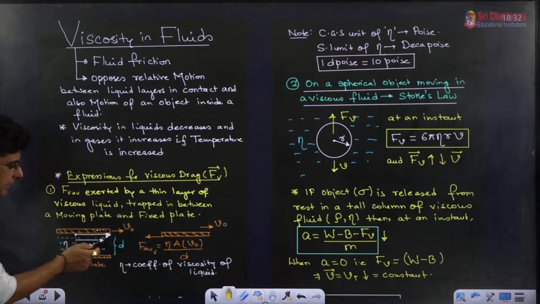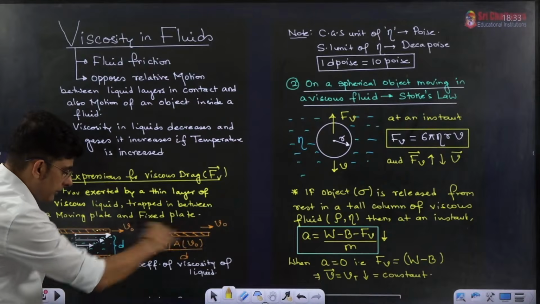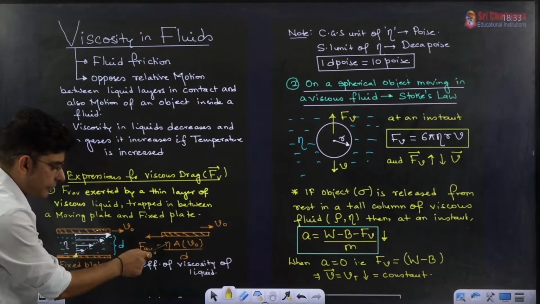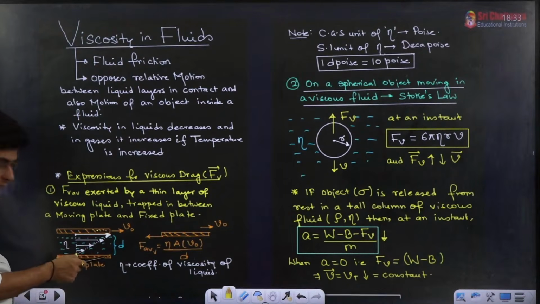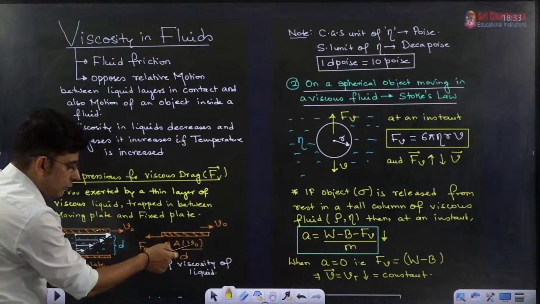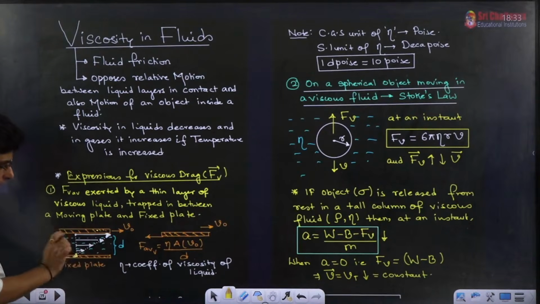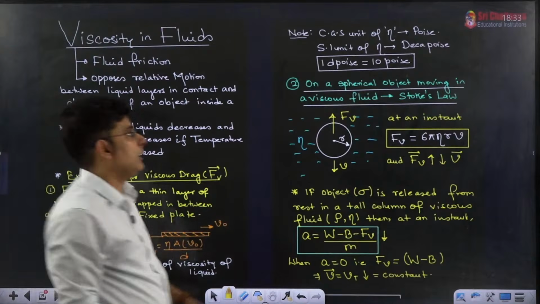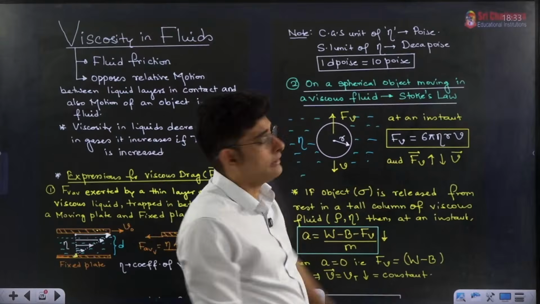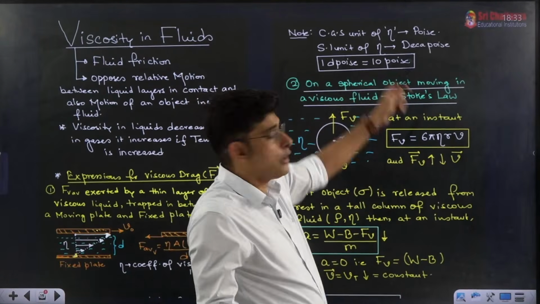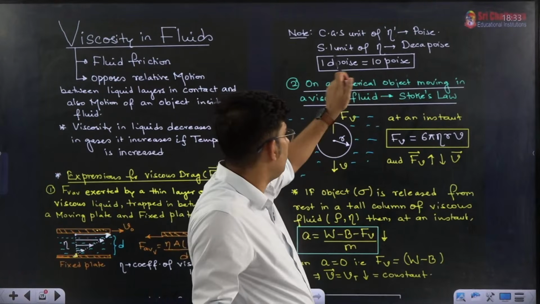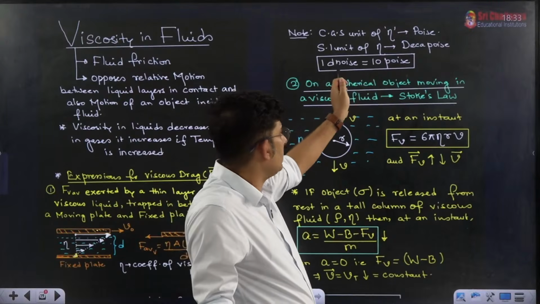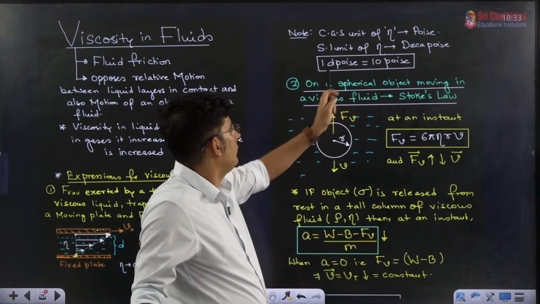So the average force exerted by this layer of liquid on the moving surface will be opposite to V naught. If V naught is forward, it is backward. It is given by eta, the area of the plate in contact, into the difference of the fixed and moving plate speed, so you will get V naught divided by the thickness of the layer D. Eta is called the coefficient of viscosity of the liquid. CGS unit is poise, SI unit is decapoise or poiseuille. So 1 decapoise is 10 poise. Whenever you are solving questions, be careful with the unit. If they have given poise, convert into decapoise first. So this is to be remembered.